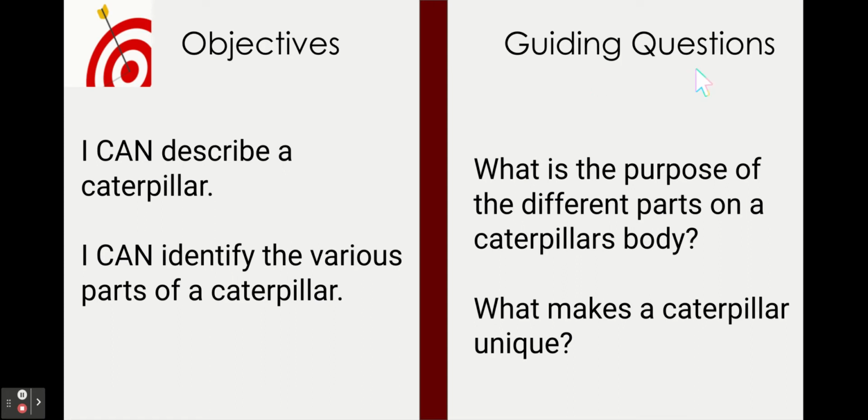Guiding questions. These are some things that I want you to think about as we go through our slides. Number 1, what is the purpose of the different parts on a caterpillar's body? So we are going to go through each part of a caterpillar's body, and I want you to think about, what is the function? What is the purpose of it? Why is it important to a caterpillar? Why do they need that body part? And we're also going to ask ourselves, well, what makes a caterpillar unique? What makes a caterpillar stand out? Think about those while we go through our slides, boys and girls. Let's get started.